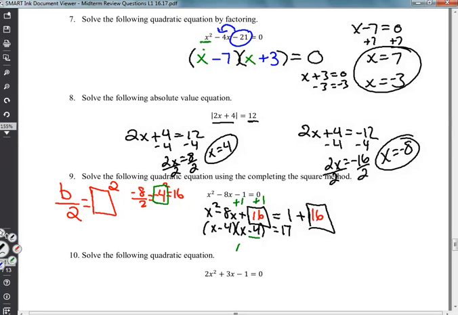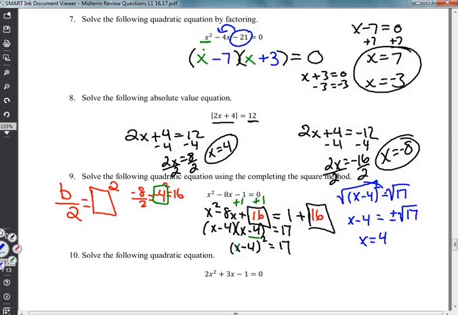Now I could rewrite this: x minus 4 squared equals 17. To get rid of the square, I'm going to square root both sides. The square and the square root cancel out. x minus 4 equals, again, when I write the square root in, that's plus or minus the square root of 17. And then to get x by itself, add 4 to both sides, and this is my final answer.